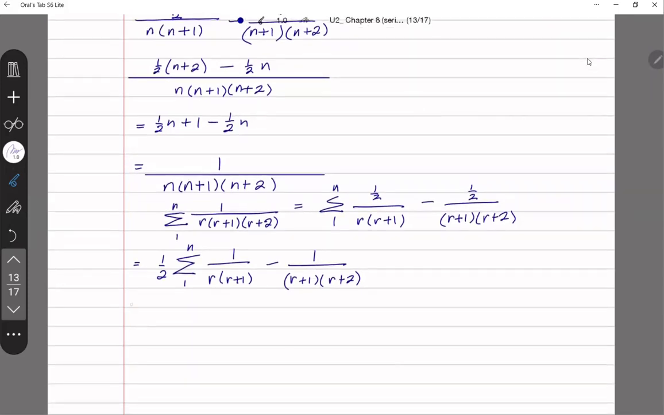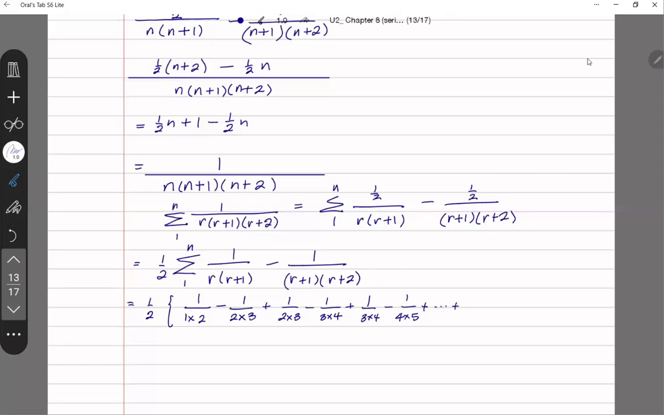So let's leave this half out here and start writing down some terms. When r is 1, we have 1 over 1 times 2 minus 1 over 2 times 3. When r is 2, we have 1 over 2 times 3 minus 1 over 3 times 4. When r is 3, we have 1 over 3 times 4 minus 1 over 4 times 5, plus.